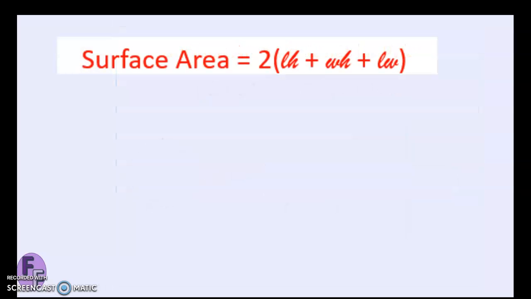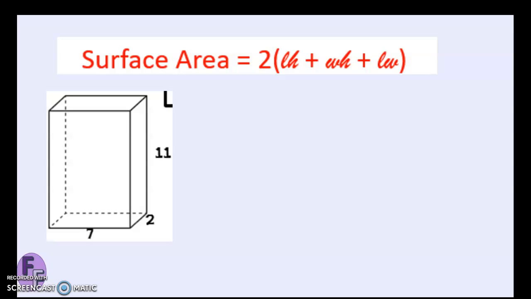We can take the same prism and apply the formula. First, identify your dimensions. The length is 7, the width is 2, the height is 11. Substitute in the numbers for the variables in the formula. So you have 2, parenthesis, 7 times 11, plus 2 times 11, plus 7 times 2.